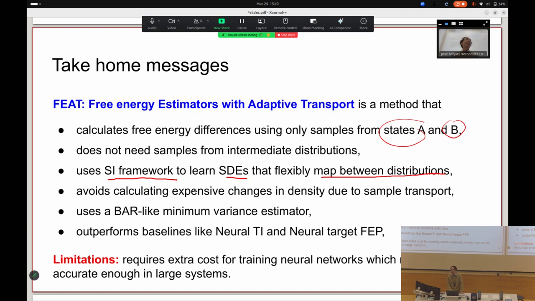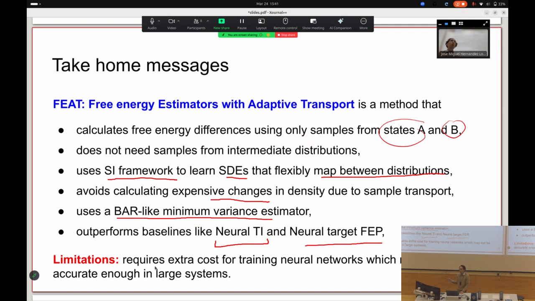And these SDEs will allow us to calculate the free energy differences without expensive things like calculating this integral of the divergence. We have proposed to use this BAR-like minimum variance estimator that helps a lot. And we outperform existing baselines like neural thermodynamic integration and neural targeted free energy perturbation. This method looks promising, it's very interesting, but obviously it has limitations. What are the limitations?